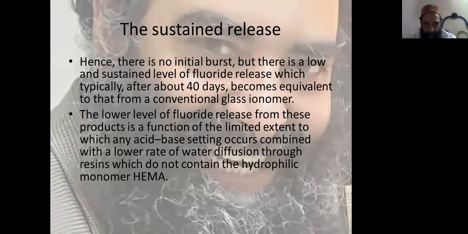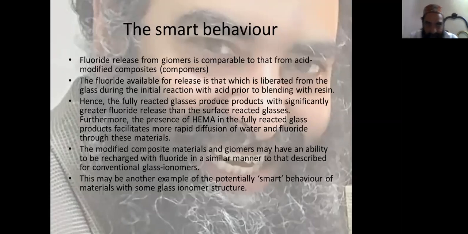Now, the lower level of fluoride released from these products is a function of the limited extent to which any acid-base reaction occurs, combined with the lower rate of water diffusion through resins which do not contain the hydrophilic monomer, that is HEMA. Smart behavior was already described in the previous chapter on glass ionomer. Fluoride release from giomers is comparable to that from acid modified composite.